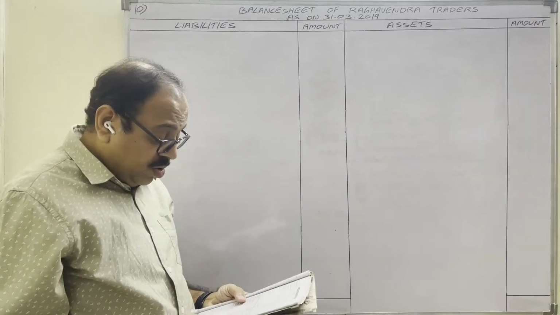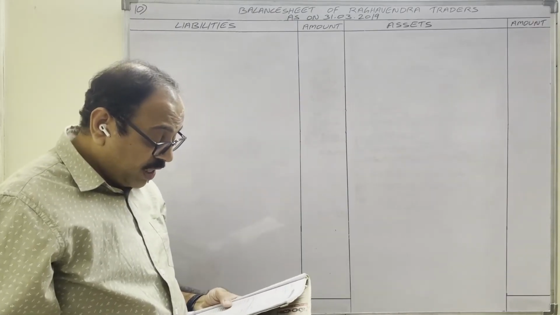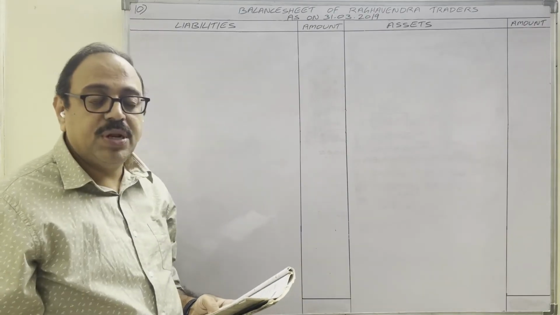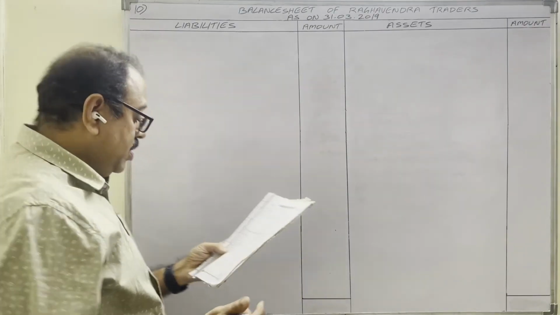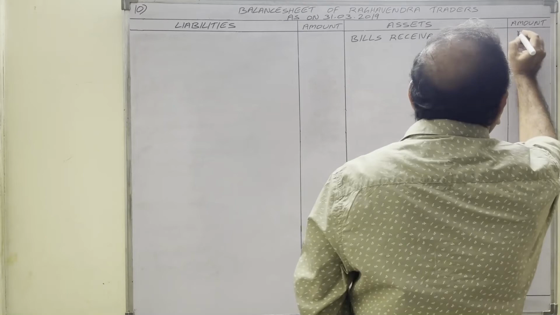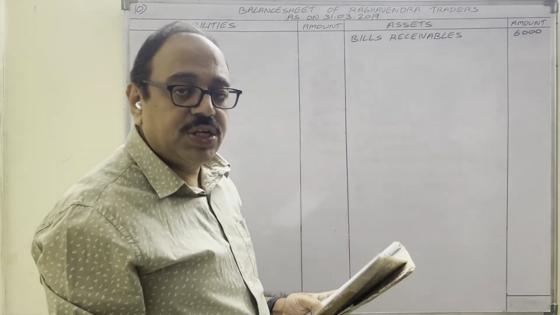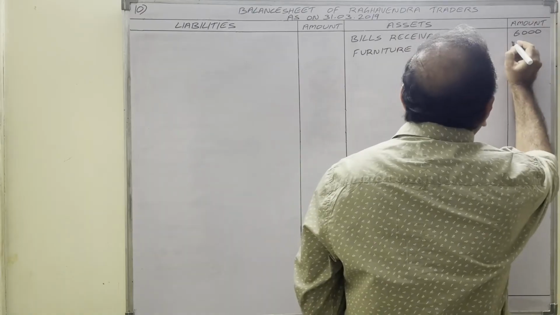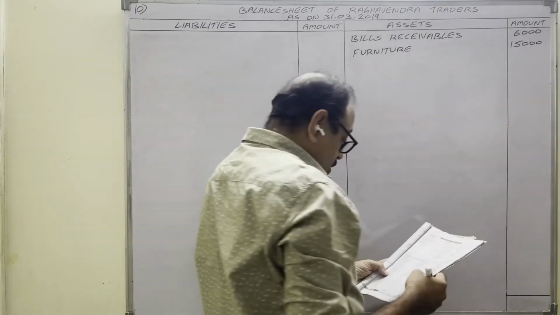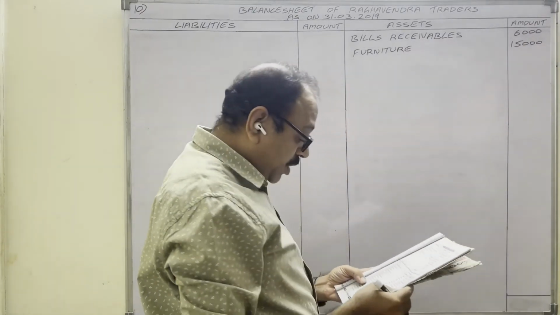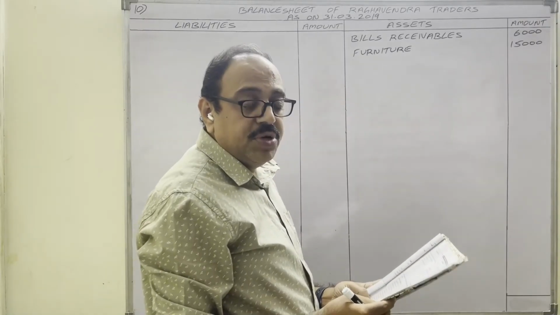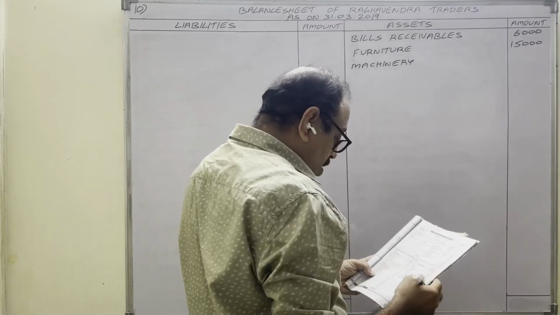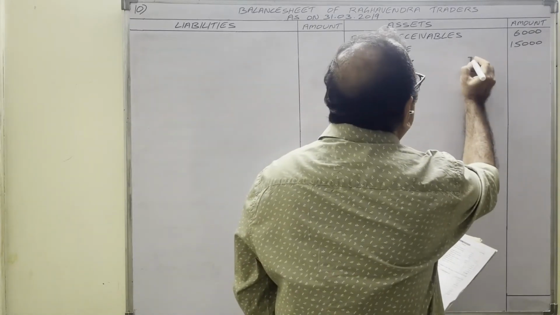First debit side: opening stock, purchases, drawings, carriage inward, salaries, wages, postage, bills receivable. Bills receivable is an asset, no? Asset side. 6,000 rupees. Furniture is also an asset. No adjustment. Amount directly in outer column, 15,000 rupees. Insurance, Xerox charges, journal expenses, machinery. Machinery is an asset. Adjustment is there. Therefore, amount in inner column 30,000 rupees.